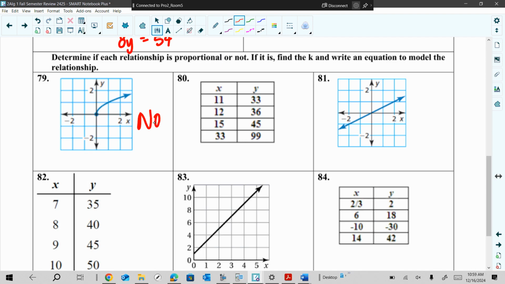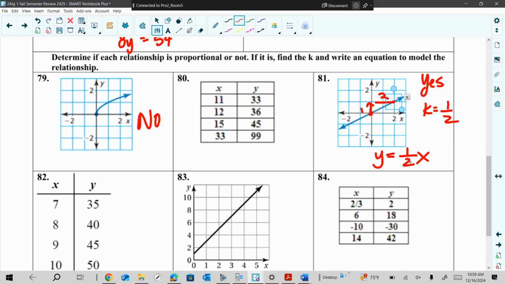Now, 81, is this proportional? Yes, it crosses through the origin. Since this is yes, all we need to do now is find the k. That is our rise over run. This would be up 1 and to the right 2, so k is 1 over 2. So the equation would be y equals 1 over 2x. We take the k as what's in front of x.